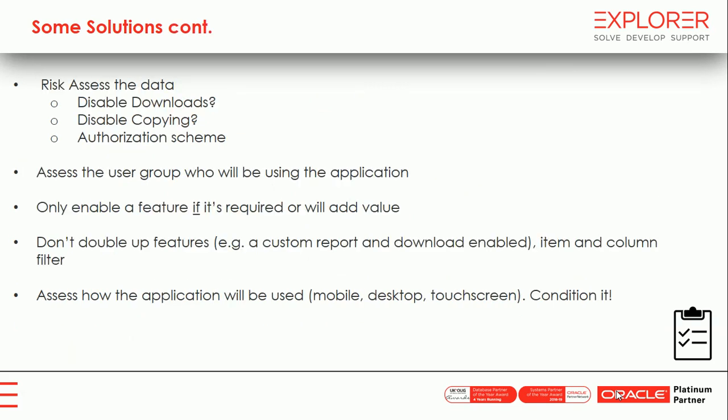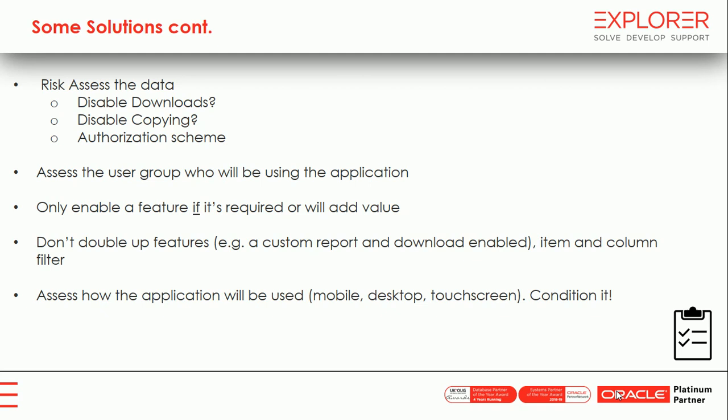You should risk assess the data you will be displaying as to who can see it and if it can be downloaded. You should know your application audience with regards to how technical they are. This will help determine which features to leave enabled or turn on. Only enable features if they are required or add value, and be careful you don't double up on features. I've seen plenty of examples of page items being used to filter or sort the data, for example, but then the options enabled on the report to carry out the same functionality, and the user gets confused as to which one is currently in operation.